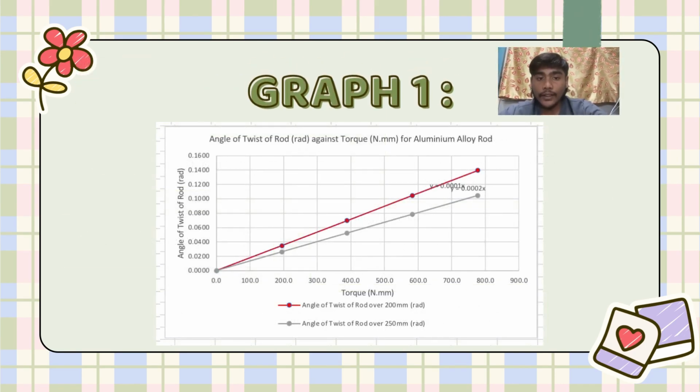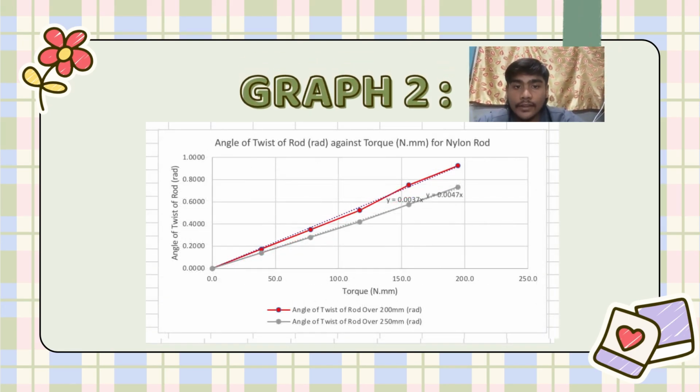Next, we have graph 1. Graph 1 is a graph of the angle of twist rod in radians against torque in Newton millimeter for aluminum alloy rod. In this graph, we can see that angle of twist rod over 200 millimeter is more increasing than the angle of twist rod over 250 millimeter.